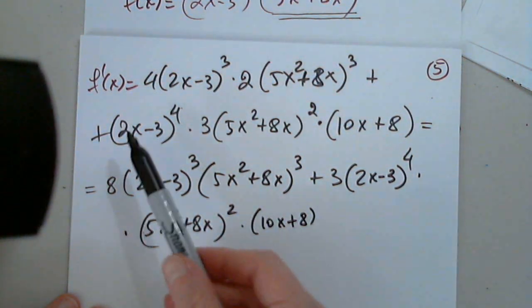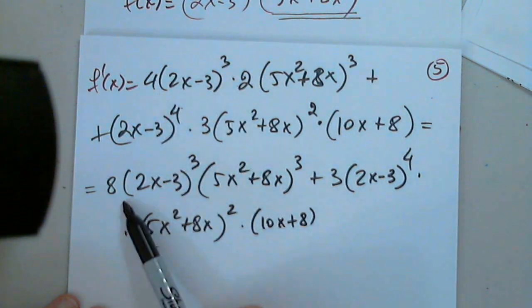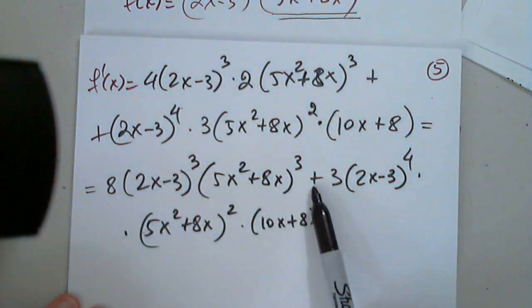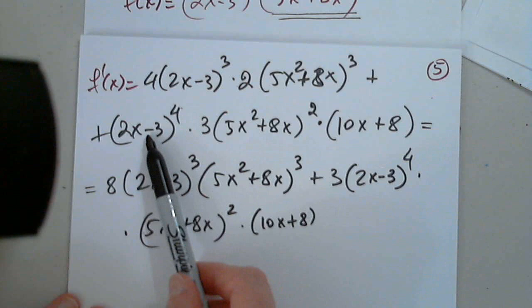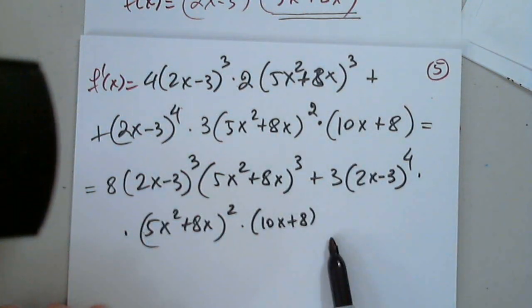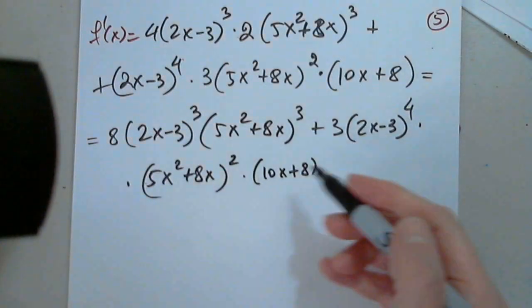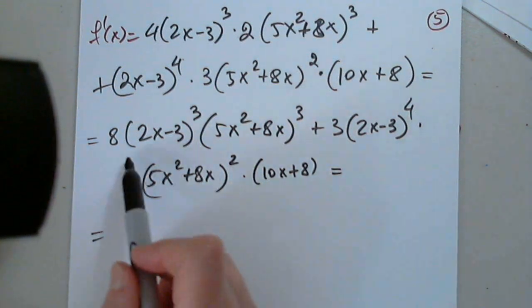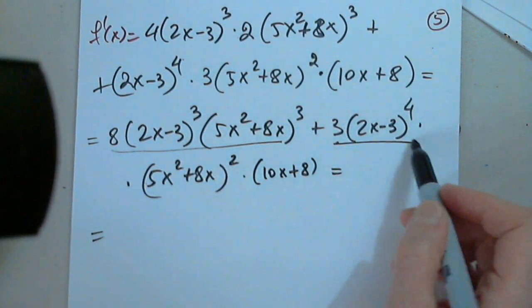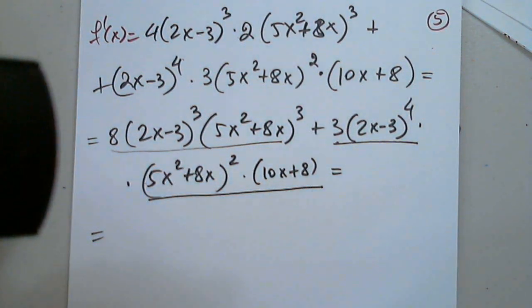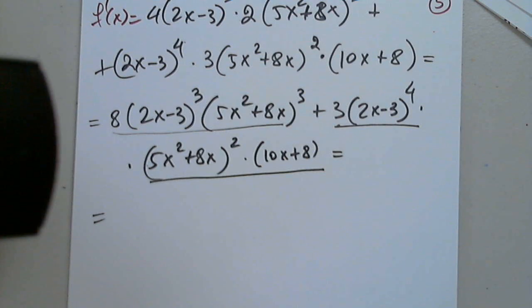I didn't do anything, I just copied. I wrote 8 in front and I copied this and I copied this, and then plus. I put 3 in front and I copied this and this and this. I didn't do anything else. I just rearranged it. And now this term and this term have a common factor, or common factors. What do they have in common?